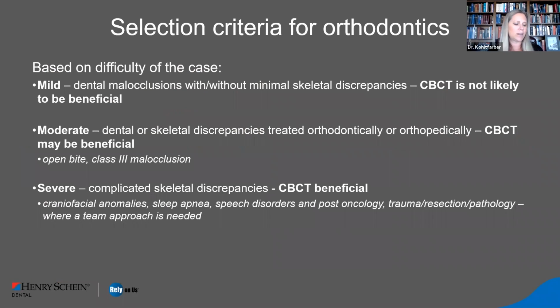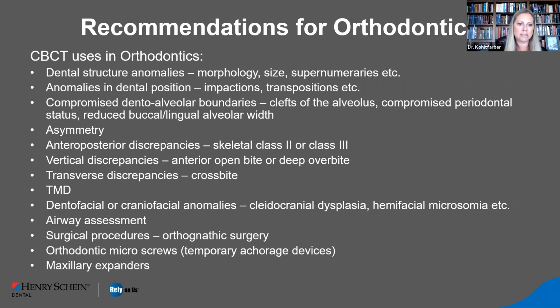All right, selection criteria for ortho, and I'm going to go through this pretty quickly because I don't want to take up more of your time, but I want you to be able to see some of these as well. They based it on the difficulty of the case. Is it mild, moderate, or is it severe? If it's mild malocclusion, CBCT may not be beneficial. You may not need it. If it's moderate, we've got class 3, we have an open bite, may be beneficial. And if it's severe, CBCT is definitely beneficial. So let's look at some of our cases here.